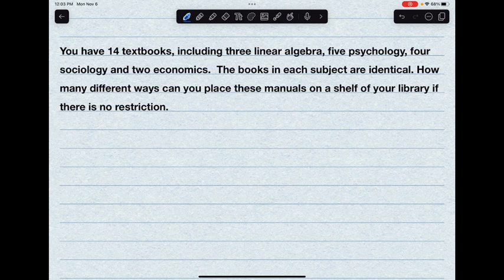Here n is 14 books, n1, the number of objects in the first group, linear algebra books, is 3. They must be the same. So the question already said, okay, they are identical. And okay, there is an order because it's a library. n2, the number of objects in the second group, psychology, is 5, and n3 is 4, and n4, the last group, is 2.